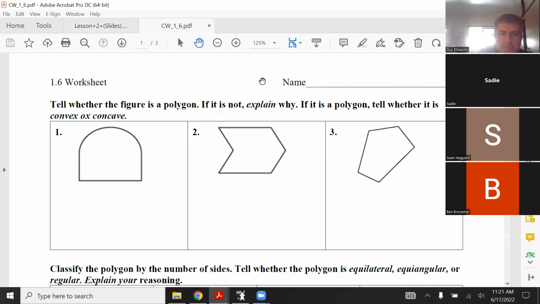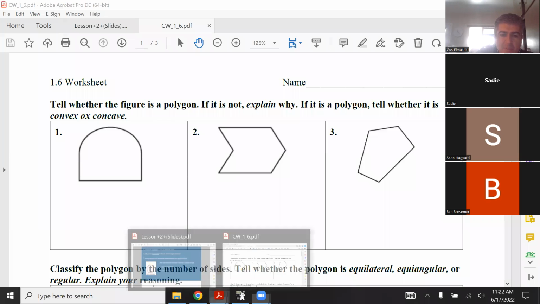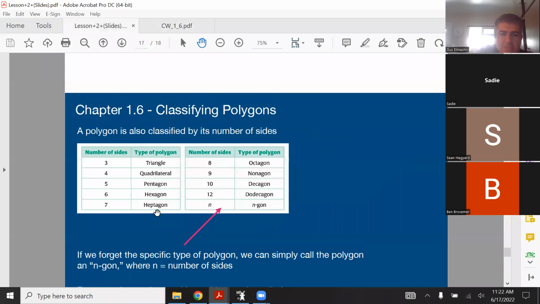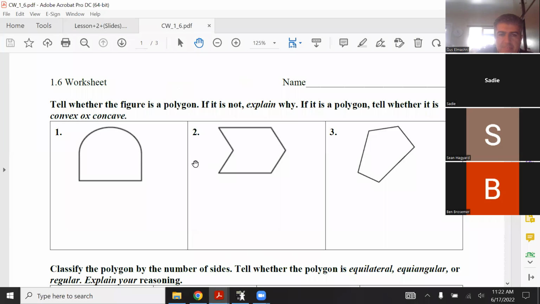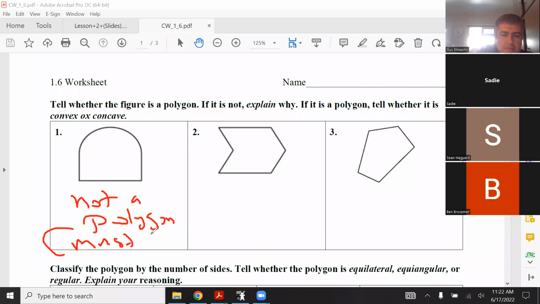So, tell whether the figure is a polygon. We have to have straight sides, first of all. Let's go back to the definition. I'll tell you one for sure is not. But we look at the definition again. It's got to have line segments, right? There are no line segments here. This is not a polygon. Nothing curved.